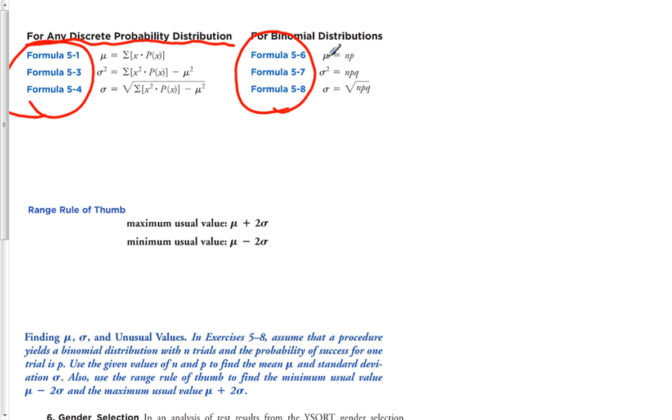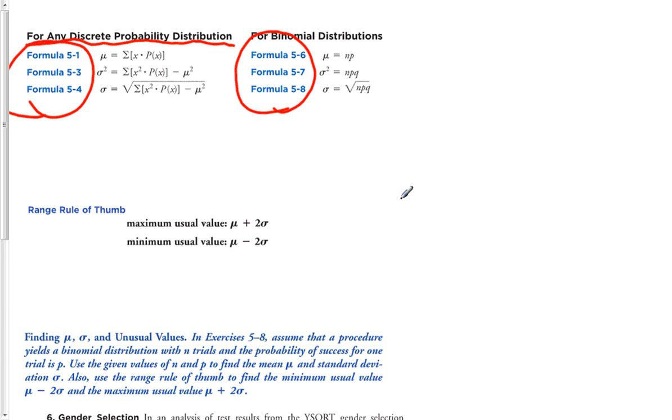The mean of the binomial distribution is equal to n, which is the fixed number of trials, times p, which is the probability of a success. The variance is n times p, n the fixed number of trials, p the probability of a success, times q, which is 1 minus p, and then to find the standard deviation, we take the square root of the variance.